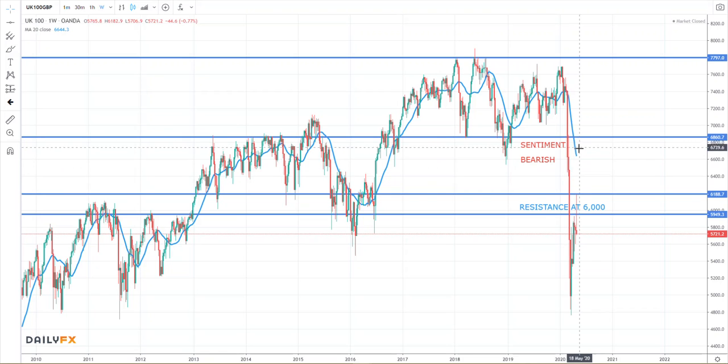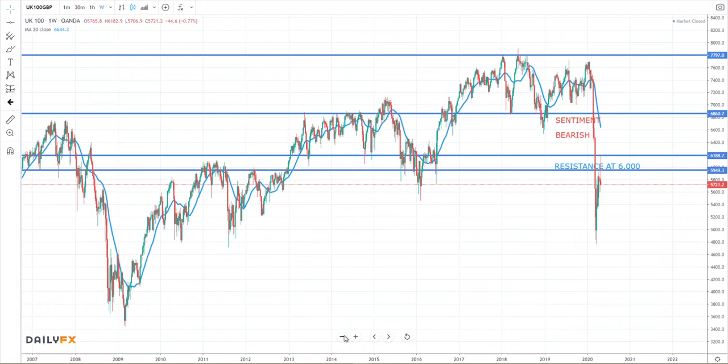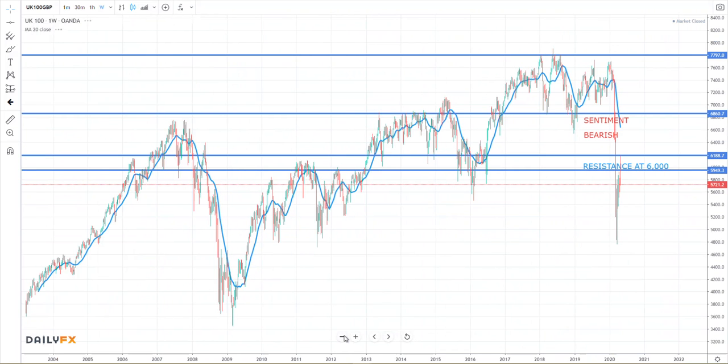Price tried to go up and touch this fast-moving average, but the rally couldn't go that high. So out of all the different indices I've been looking at this week, this one's the most definitively bearish.